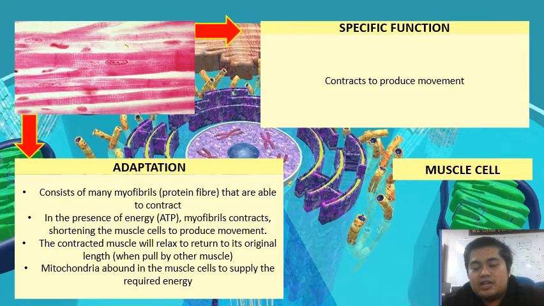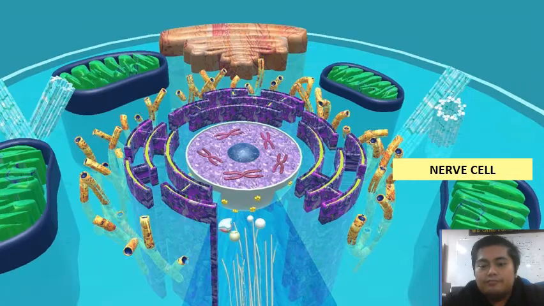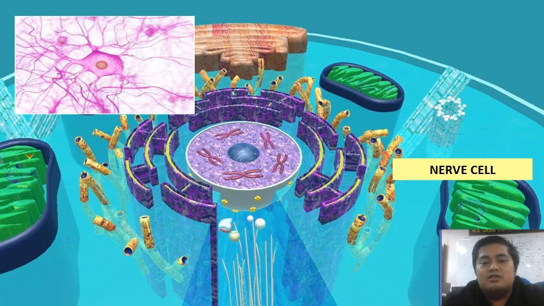So untuk benda-benda macam ni dia perlukan apa? Dia perlukan tenaga. So siapa yang akan bekalkan tenaga untuk dia? Siapa lagi kalau bukan kita punya mitochondria. So mitochondria is abound in the muscle cell to supply the required energy. So biasanya dekat muscle cell ni kita punya mitochondria memang akan jadi banyak lah. Next we have our nerve cell.